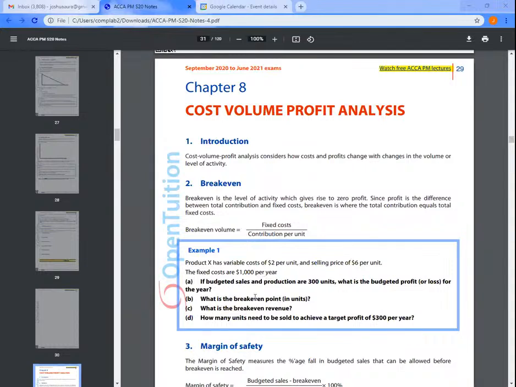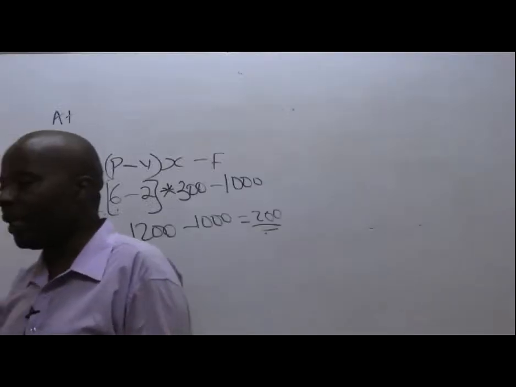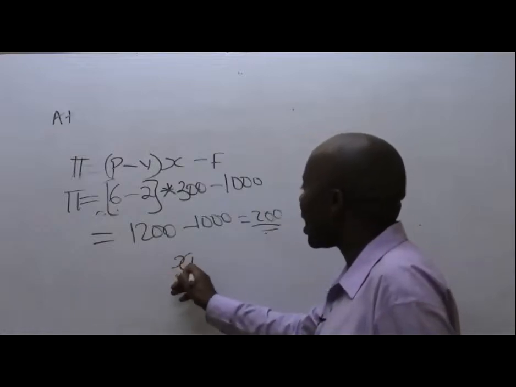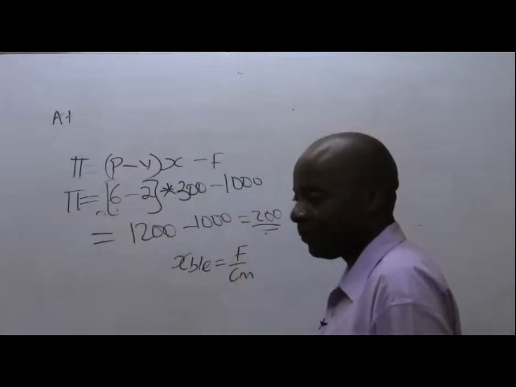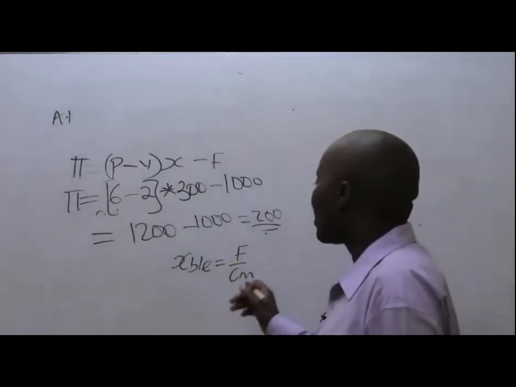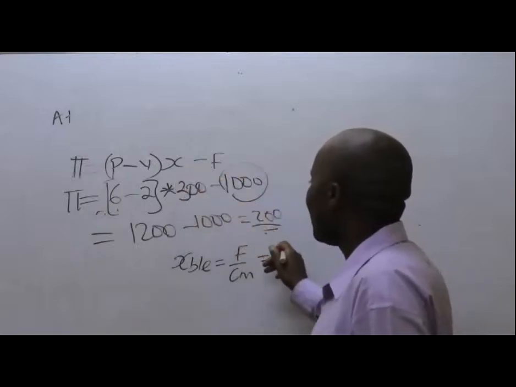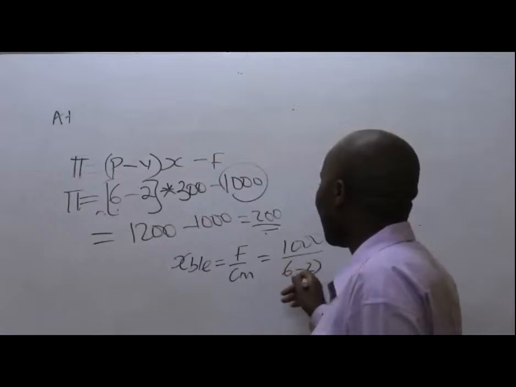Now look at part B. They want us to give them the break-even point in units. So how do we get the break-even point in units? Very simple. To get the break-even point in units, XBE, we normally take fixed cost over contribution margin. The fixed cost that we have here is 1,000. Contribution margin is 6 minus 2.